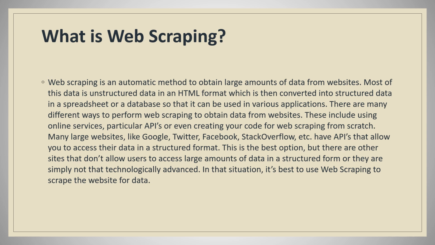There are many different ways to perform web scraping to obtain data from websites. These include using online services, particular APIs, or even creating your own code for web scraping from scratch. Many large websites like Google, Twitter, Facebook, Stack Overflow, etc. have APIs that allow you to access the data in a structured format.